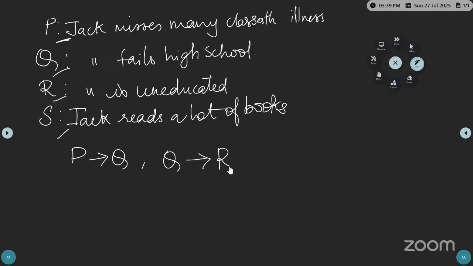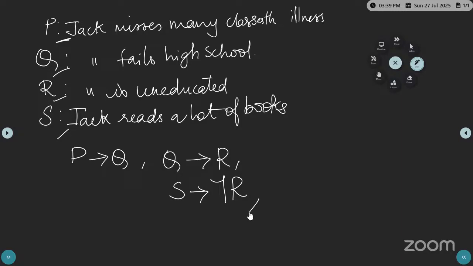If Jack reads a lot of books, then he is not uneducated. So, he reads a lot of books is S. Then, he is not uneducated. So, R is uneducated. Not educated means what? Negation R.